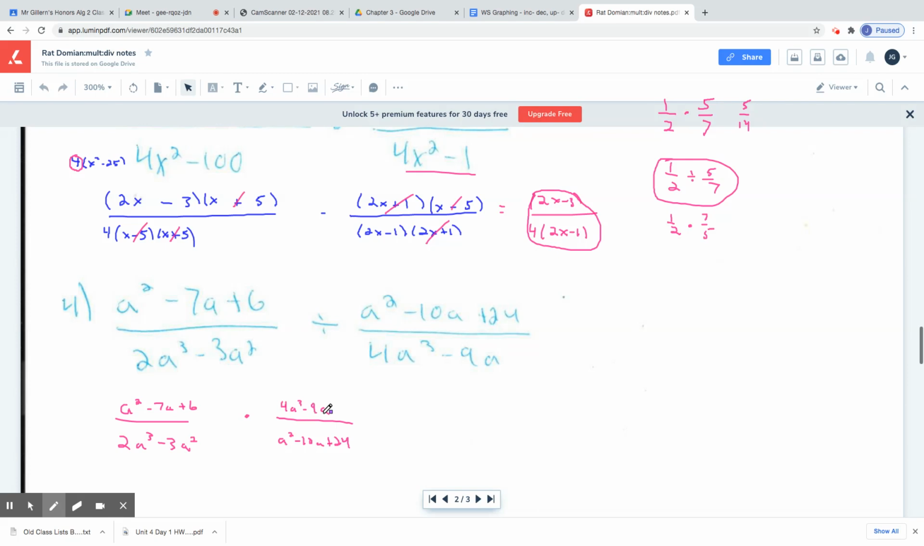All right, so now it's just like what we've been doing. So dividing is just multiplying by the reciprocal, right? Dividing by 2 is the same thing as multiplying by 1/2. All right, so that's what we're doing. So when you see division, you're just multiplying by the reciprocal. All right, see if you can go ahead and factor each and then see if anything cancels out.